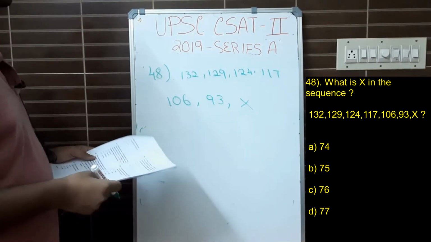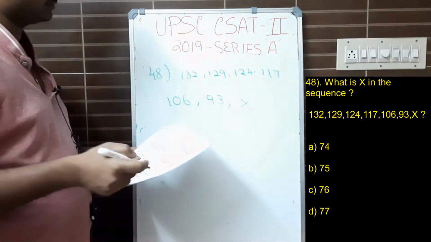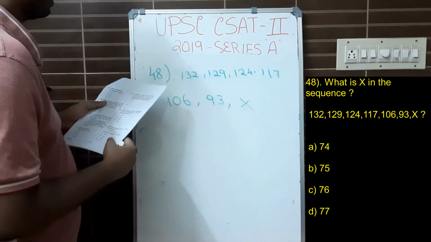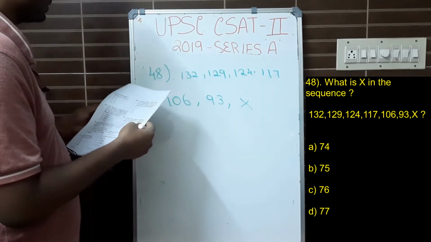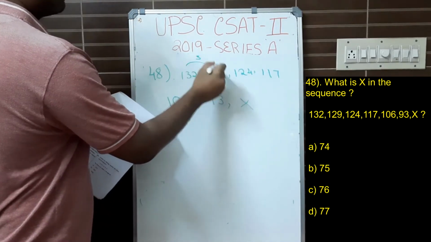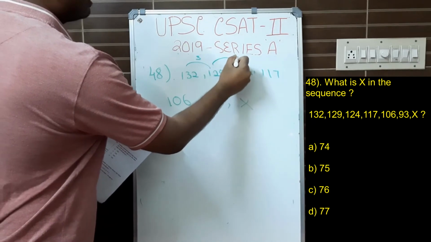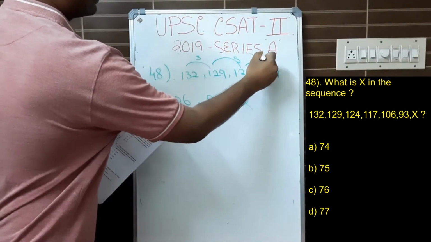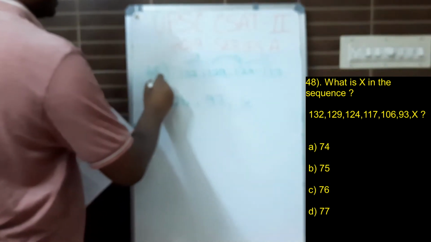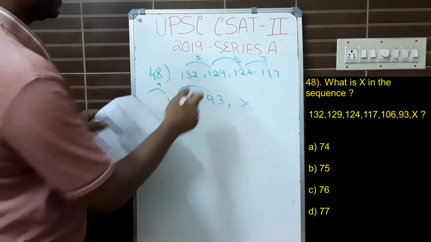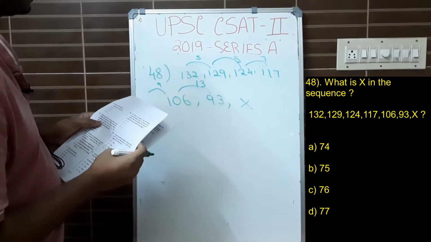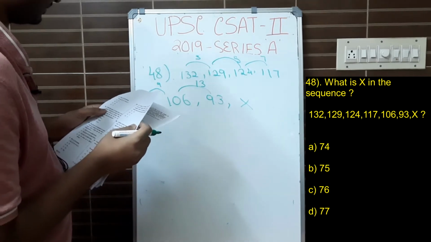When such a question is asked, you have to just find the difference among the numbers, because about 50% of the questions will be based on difference. Here the difference between 132 and 129 is 3. Between 129 and 124 is 5. 124 and 117 is 7. 117 and 106 is 9. 106 and 93 is 13. After 5, 7, 9, it should have been 11.